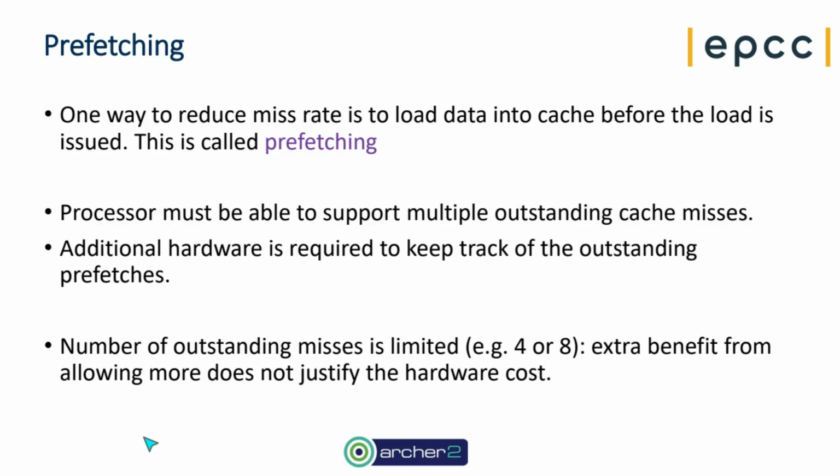Okay, we talked a little bit about this before. So prefetching. One way to reduce the cache miss rate is to try and load data into the cache before the load is issued. The processor has to be able to support multiple outstanding cache misses, as we just talked about, and additional hardware is also required to keep track of the outstanding prefetches. But the number of outstanding misses is limited because it costs hardware and there are diminishing returns.